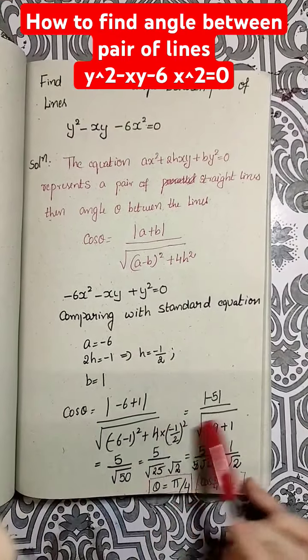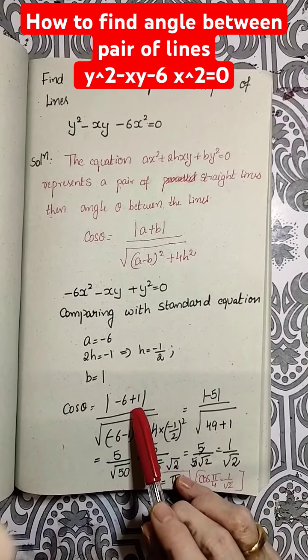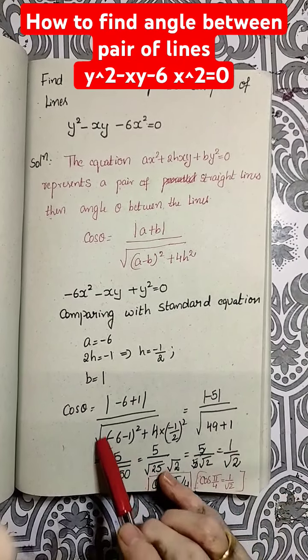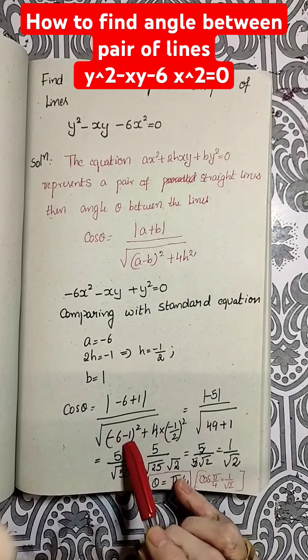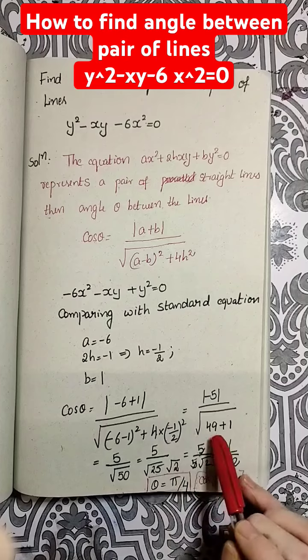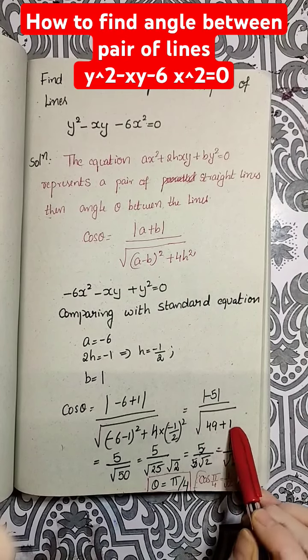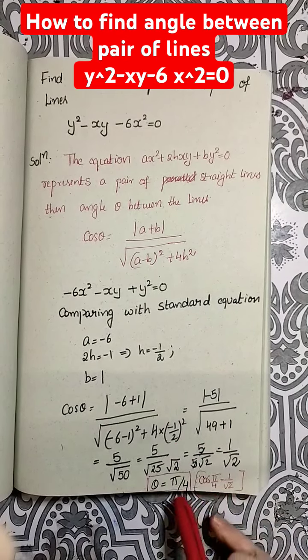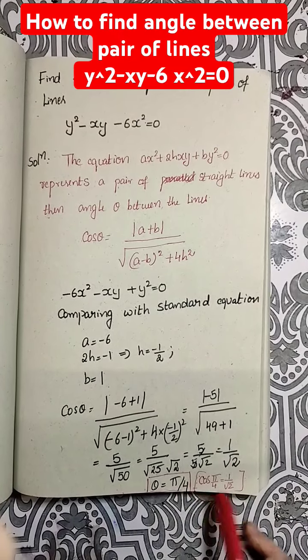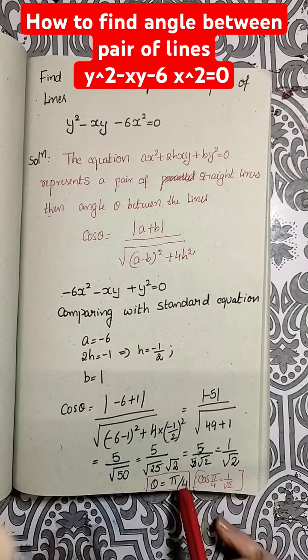If you substitute the values, −6 + 1 is −5, so the modulus of −5 is 5. In the denominator, −6 − 1 is −7, and the square of −7 is positive 49, plus 1, because the 4 cancels. So you will get 1 by root 2. cos 45° is 1 by root 2, so the θ value is π by 4.